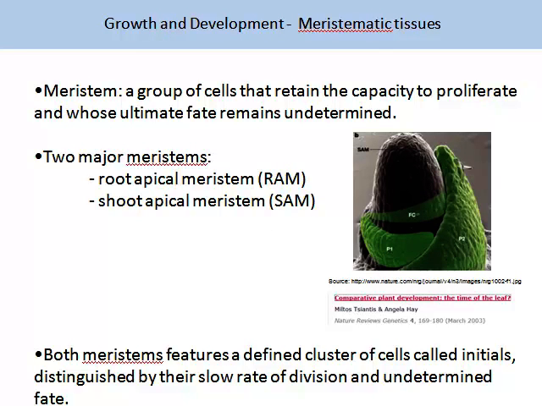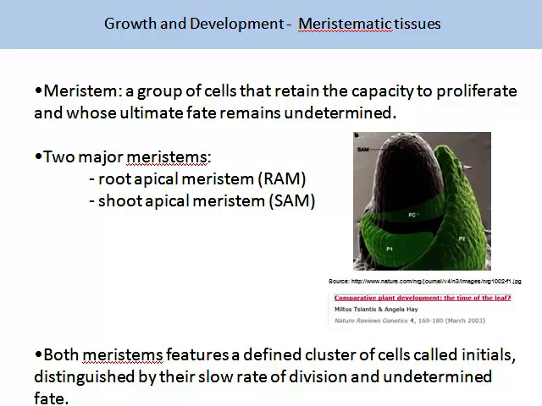The meristem is a term that we use often in this subject. It refers to a group of cells that retain the capacity to proliferate, but whose fate is undetermined. There are 2 major meristems, the root apical meristem and the shoot apical meristem. Both of these meristems have a defined cluster of cells called initials, and they are distinguished by their slow rate of division and undetermined fate.